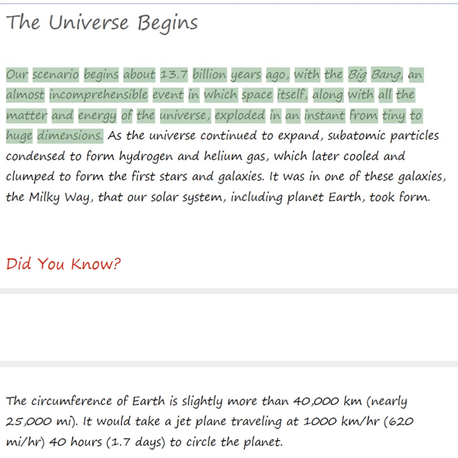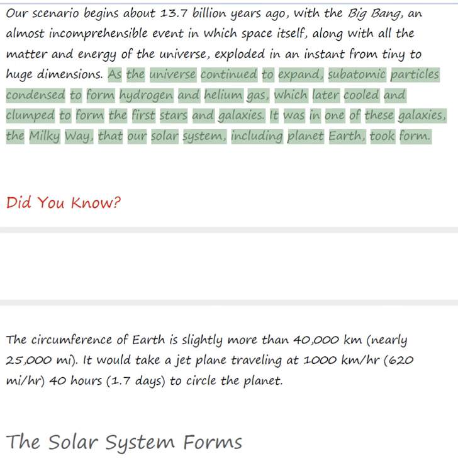Our scenario begins about 13.7 billion years ago, with the Big Bang, an almost incomprehensible event in which space itself, along with all the matter and energy of the universe, exploded in an instant from tiny to huge dimensions. As the universe continued to expand, subatomic particles condensed to form hydrogen and helium gas, which later cooled and clumped to form the first stars and galaxies. It was in one of these galaxies, the Milky Way, that our solar system, including planet Earth, took form.